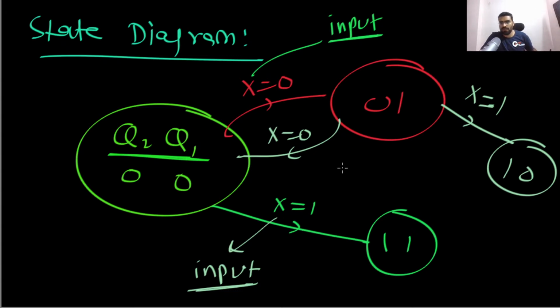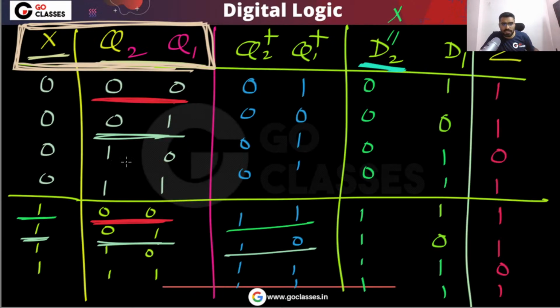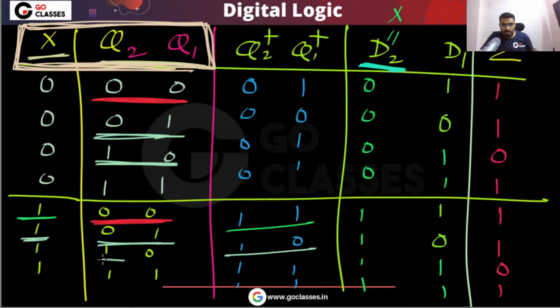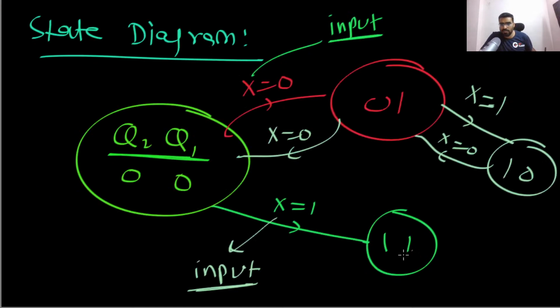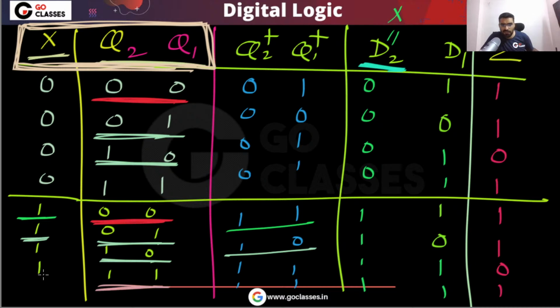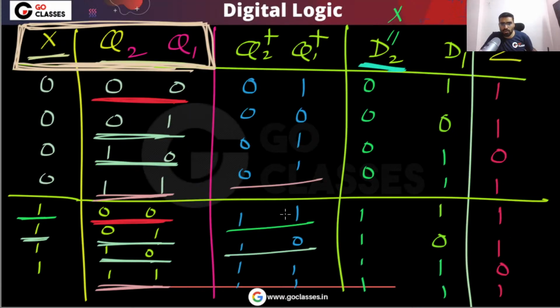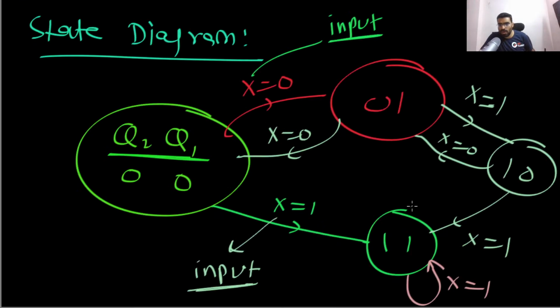If input is 1. After that, from this state 1 0, if input is 0, I will go to 0 1. And from this state, if input is 1, I will go to 1 1. Next, from this state 1 1, if input is 1, I will go to 1 1. And if this input is 0, I will go to 0 1.